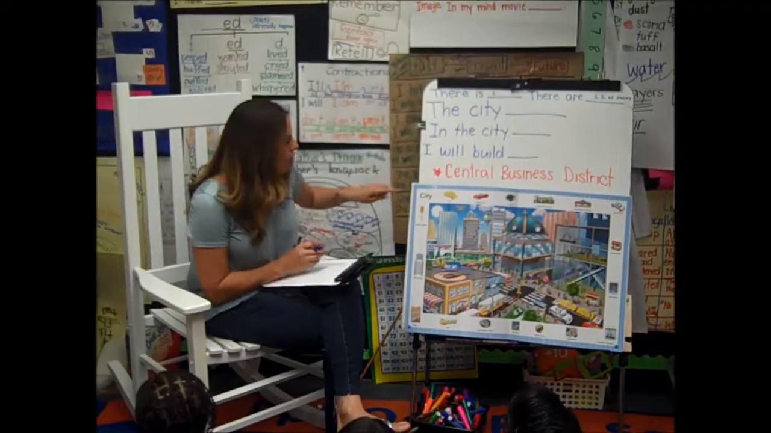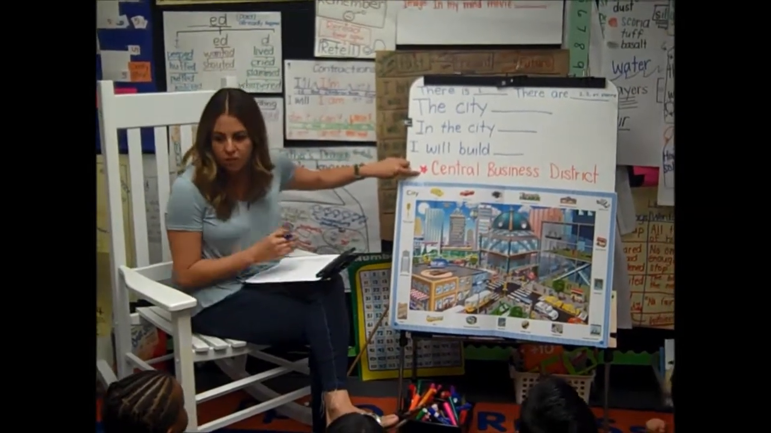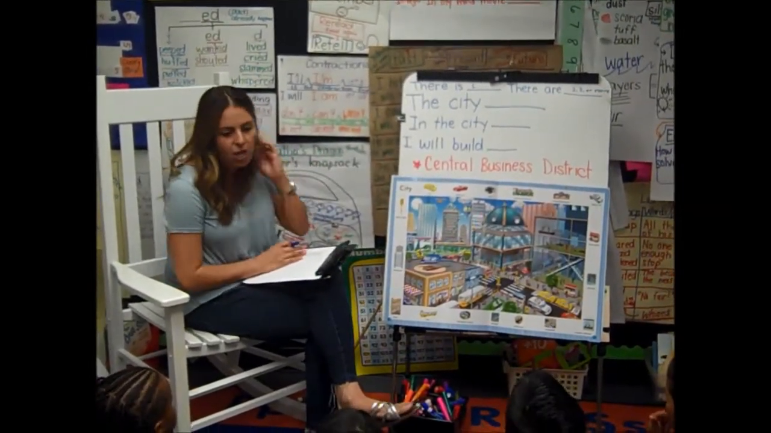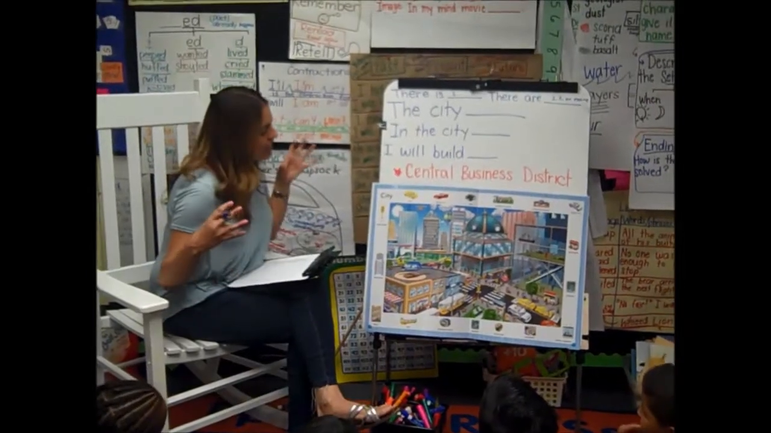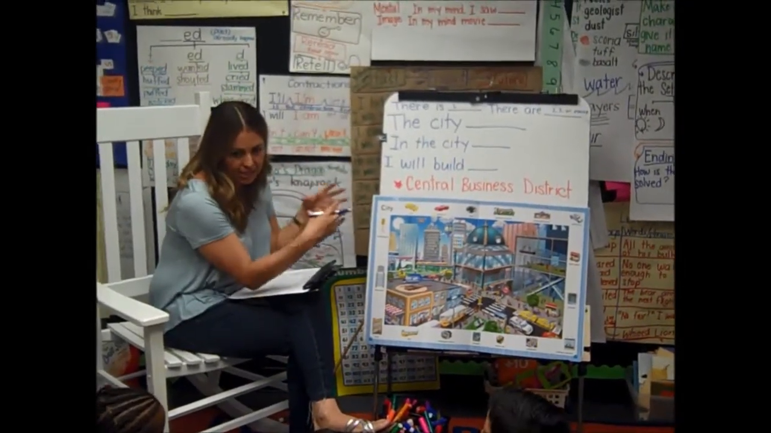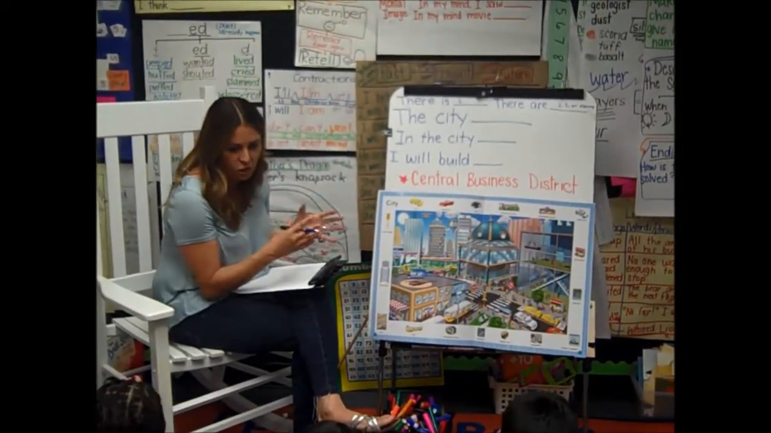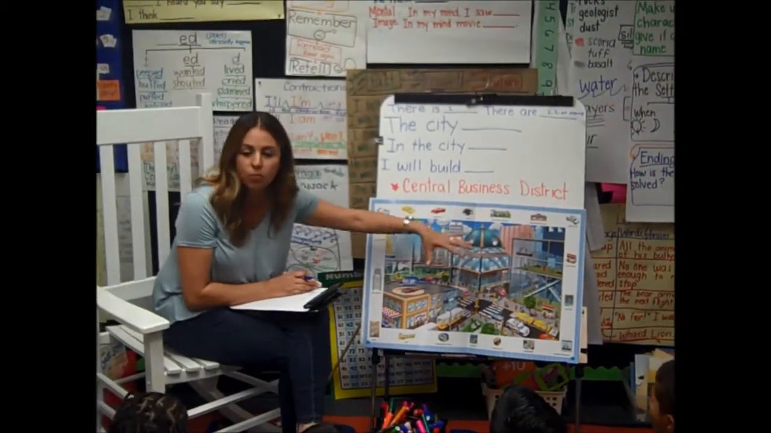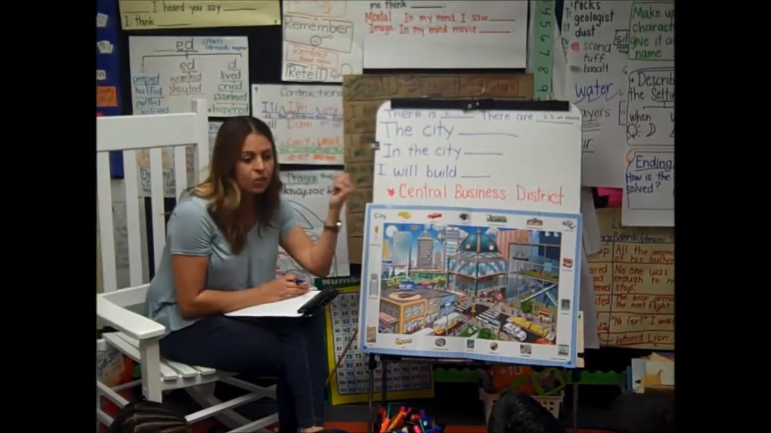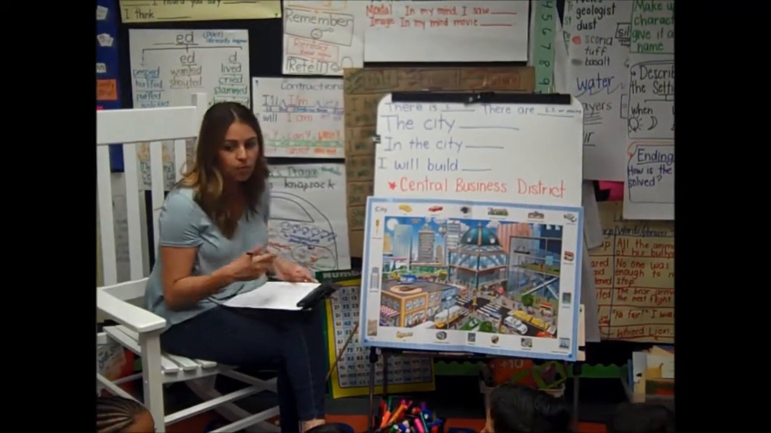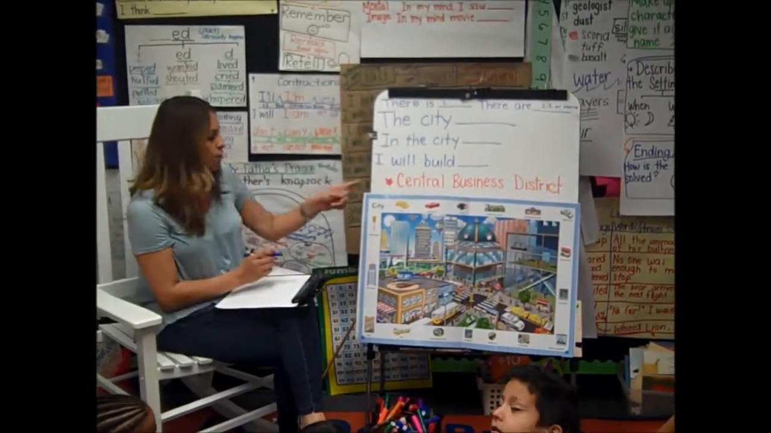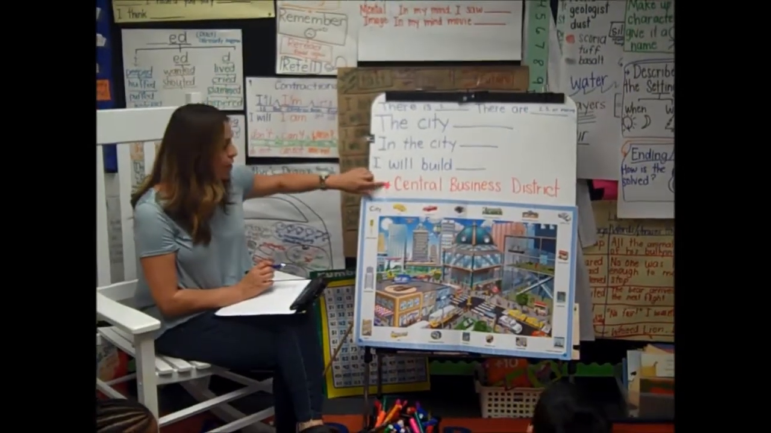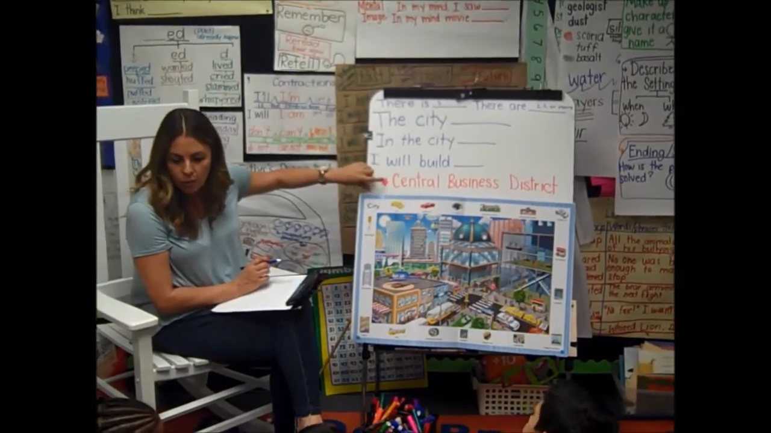Now remember, I put a star by this challenge vocabulary. We talked about this, that this is the Central Business District. Try that. Central Business District. And that's the center of the city where people do a lot of business. You might sell something there, or you might buy something in the Central Business District. So you might try this vocabulary word in your discussion.